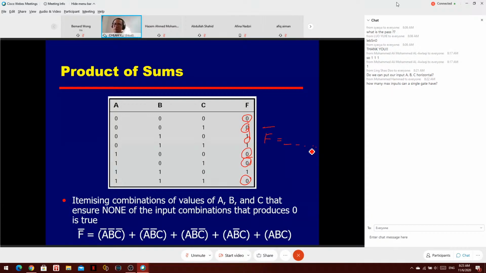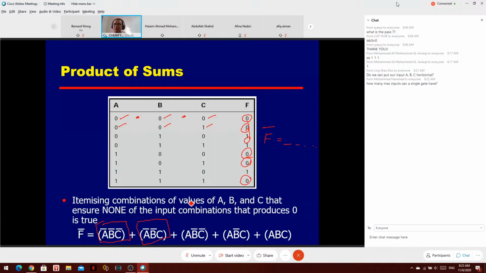If you look at the bottom of the slide, it is not F equals, and then we pick them out. See, this term is not A and not B and not C. Similarly, the second term is not A, not B, C, and so on. So we express not F.